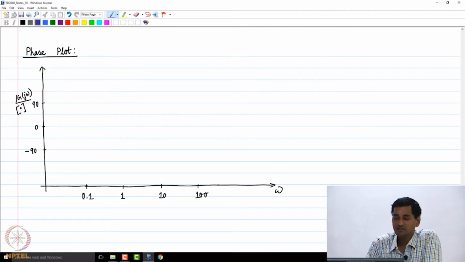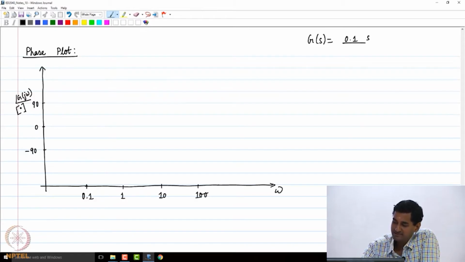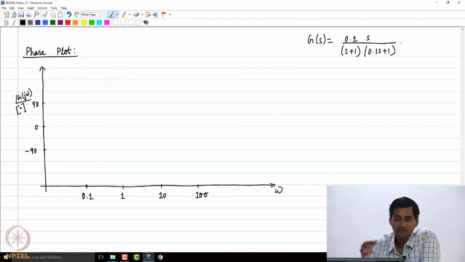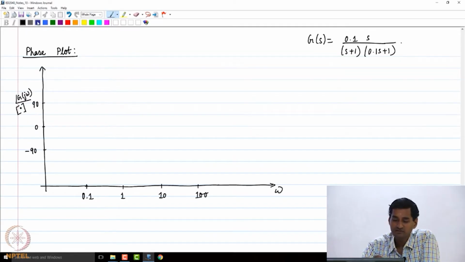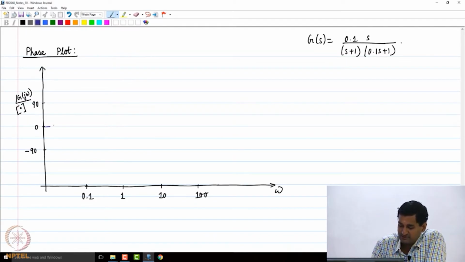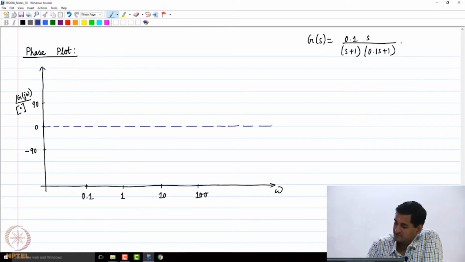See ultimately what are we plotting for? G of s is going to be, let me rewrite the transfer function here. So, 0.1 s divided by s plus 1 times 0.1 s plus 1. So, that is what we are doing. Okay. So, now what is going to be the phase contribution of 0.1? The phase contribution of 0.1 is going to be 0 degrees. So, I draw a horizontal line at 0 degrees. Okay. So, this is going to be the contribution from 0.1.